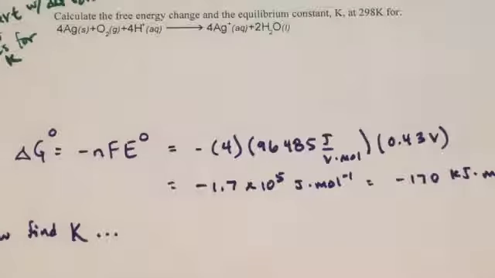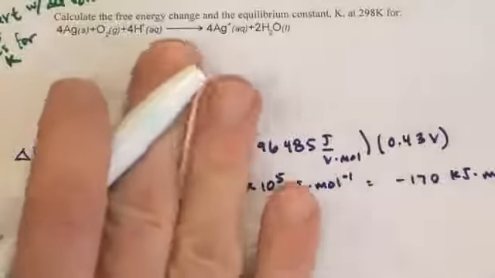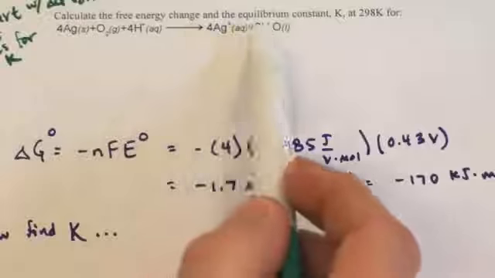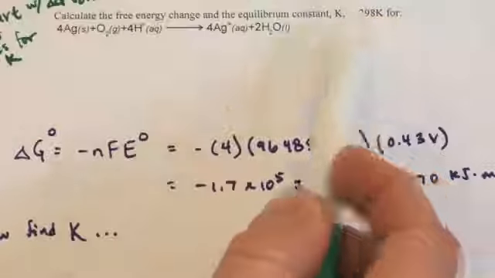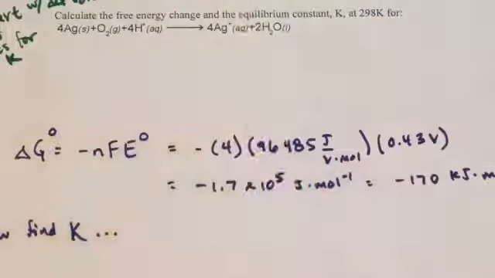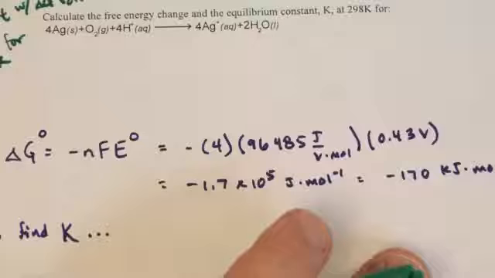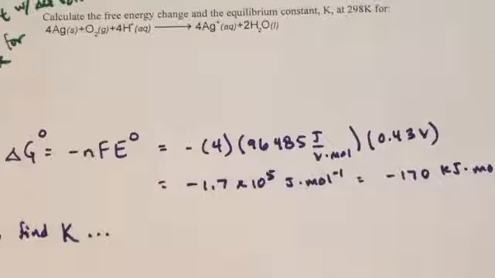So with that as a start, please make sure that you have this videocast sheet in front of you with the problem that says calculate the free energy change and the equilibrium constant K at 298 for this reaction. And then make sure you've got a pencil or a pen. It's helpful to have a calculator because then you can follow along and try the calculations yourself as well.